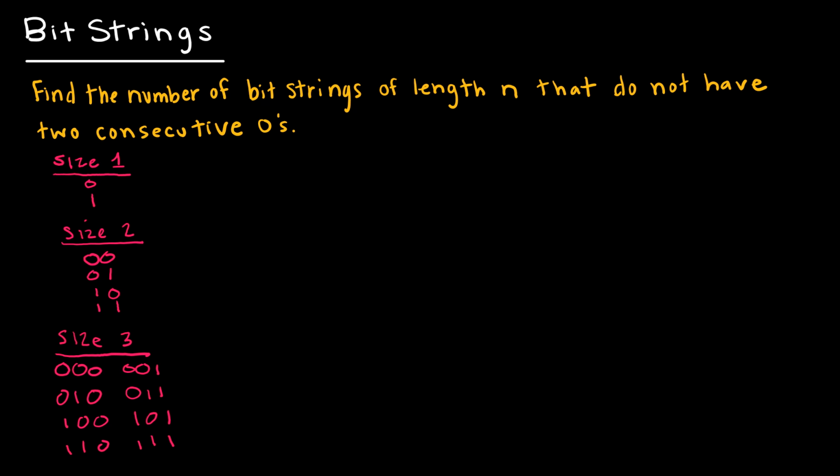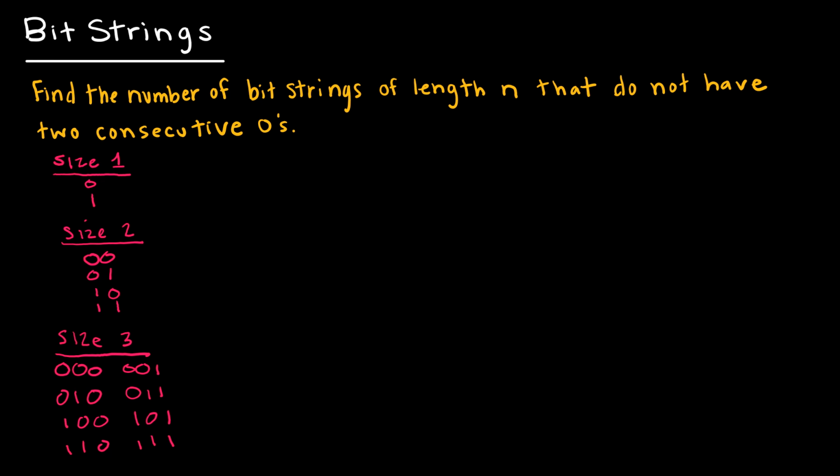Let's take a look now at a bit string question. We want to find the number of bit strings of length n that do not have 2 consecutive zeros. And there's an easy way to do this, which is just to find the answer. And then there's, of course, the harder way, which is to understand why the answer is the way it is. So I would challenge you to be that second student that tries to understand why the value is the way it is, so that you can apply that knowledge to other questions.